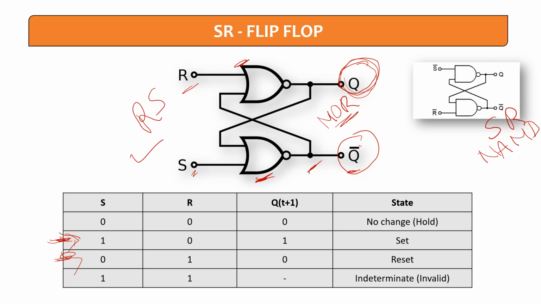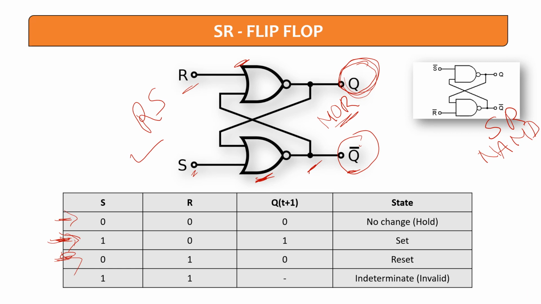What happens if both the inputs are 0? What will happen if S and R both are 0? Just assume that the flip-flop is set, then the output of the top NOR gate remains at Q equal to 1 and the bottom NOR gate stays at Q dash equal to 0. Similarly, when the flip-flop is in a reset state, it will remain there with this input combination, because with S 0 and R 0 it is not going to change state. Whatever the state it is, it will remain in the same state.